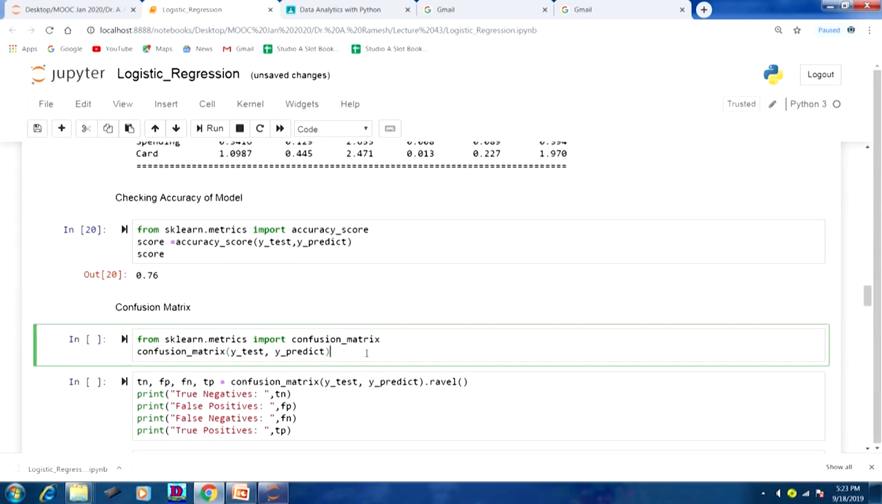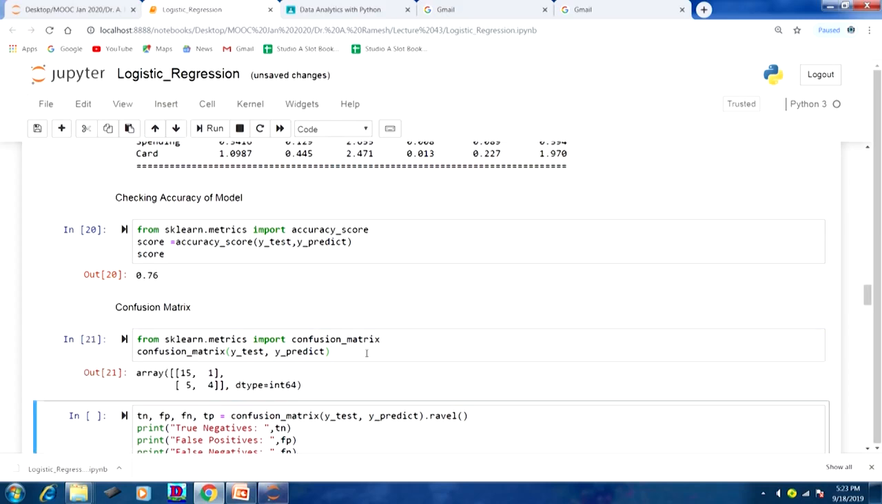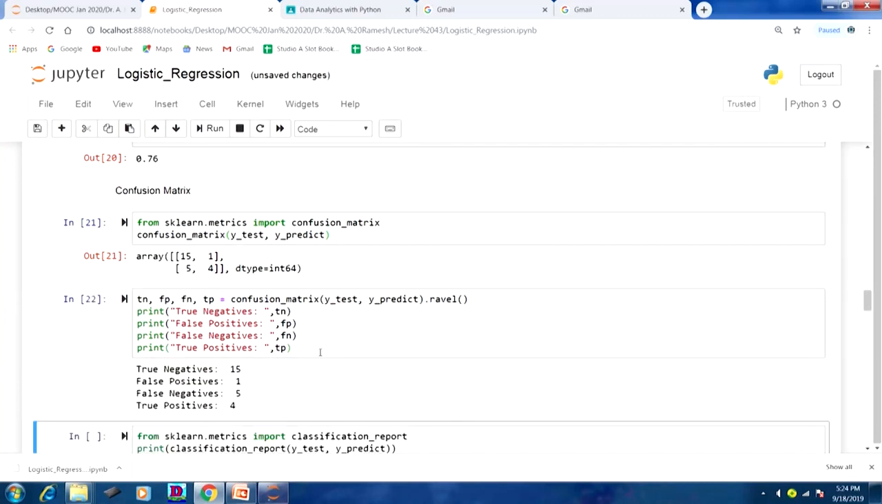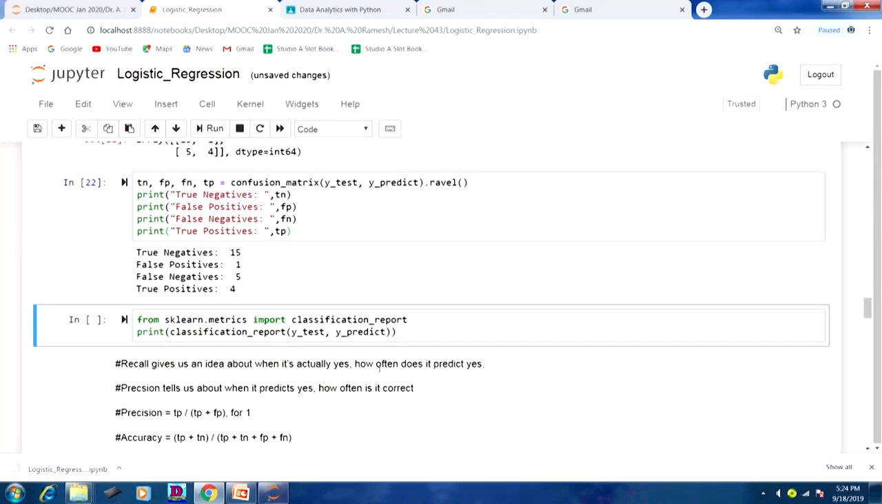Next, we can go for constructing a confusion matrix. For that, you have to import a new library called confusion_matrix. When you run this, you get this confusion matrix. Here the default threshold value of 0.5 is taken. So, this 15 is the true negative, the 4 is true positive, the 1 is false positive, and the 5 is false negative. In our data set, true negative is 15, false positive is 1, false negative is 5, true positive is 4.